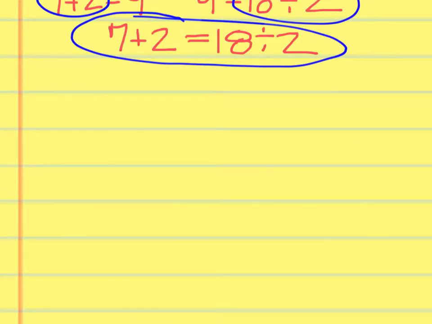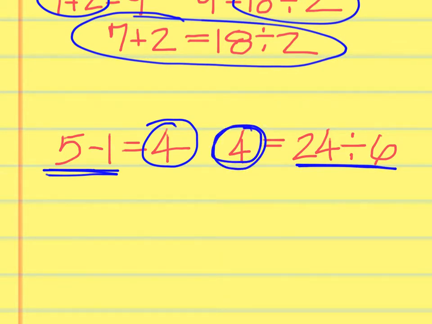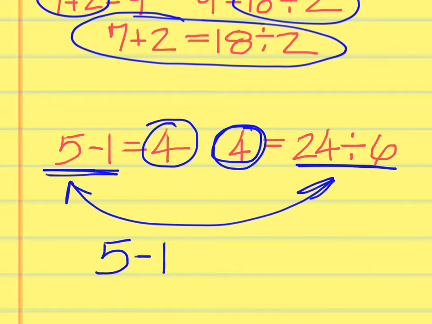If I have something like 5 minus 1 equals 4, and 4 equals 24 divided by 6, notice that since this equals 4 and this equals 4, you can set these two equal to each other. 5 minus 1 would be equal to 24 divided by 6.